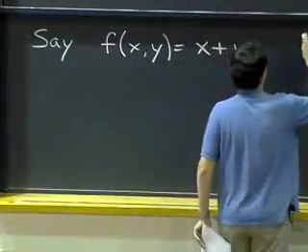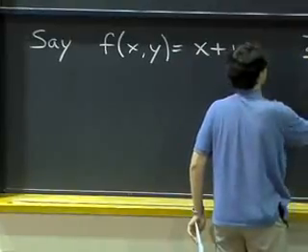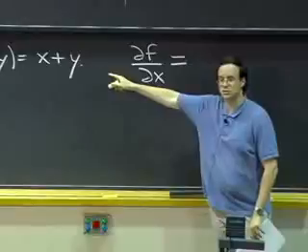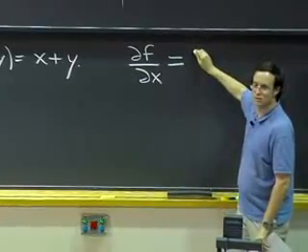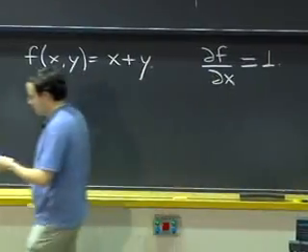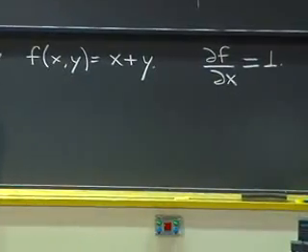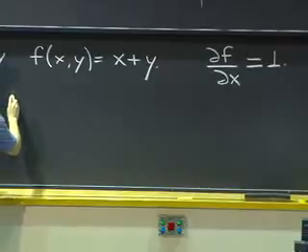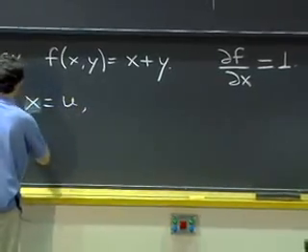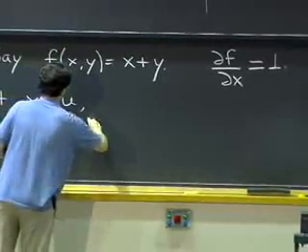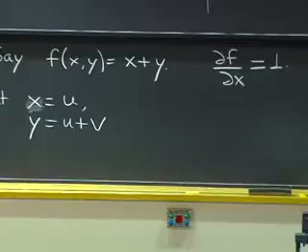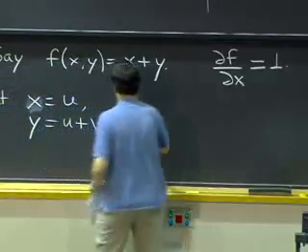And then I can write partial f over partial x, and I think you all know how to compute it. It's going to be just 1. Okay, so far we're pretty happy. Now, let's do a change of variables. Let's set x equals u and y equals u plus v. It's not a very complicated change of variables, but let's do it.